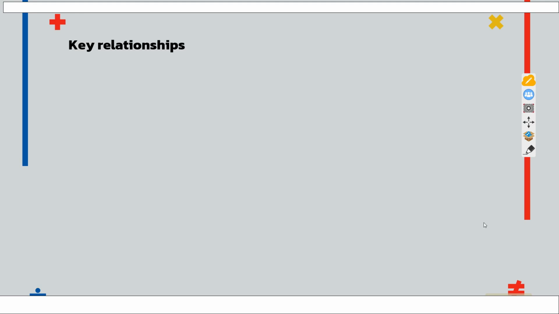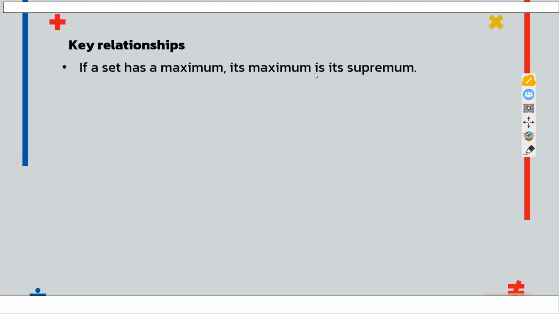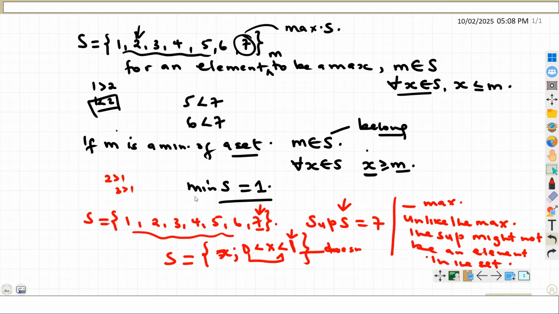So what are the key relationships between the maximum, minimum, supremum, and the infimum? We shall say, if a set has a maximum, its maximum is actually its supremum. That is one of the examples that we have been looking at. You realize that this set here has a maximum, which is 7. And this maximum is at the same time qualifying to be called the supremum. So so long as a set has a maximum, then automatically that maximum becomes its supremum. However, the vice versa is not true. Not every set that has a supremum has a maximum.